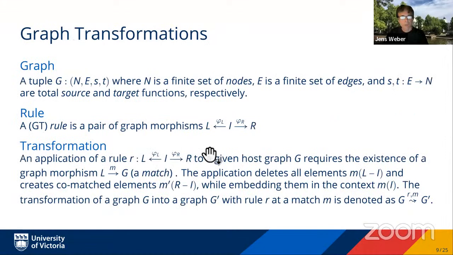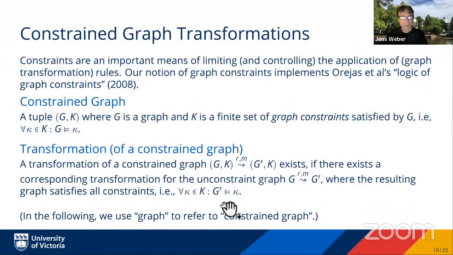So some preliminaries here, graph transformations. There's nothing really so surprising here for this group. So we have graphs as nodes, edges, and source and target functions, and we have rules. We have transformations that ultimately are a pair of graph morphisms. So I think that should be well known to this group here.